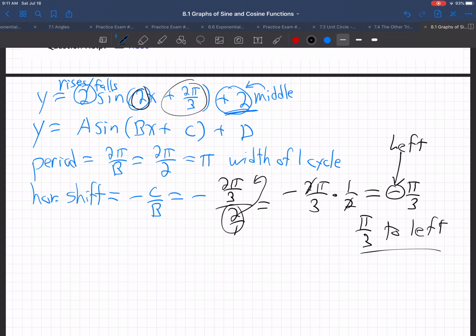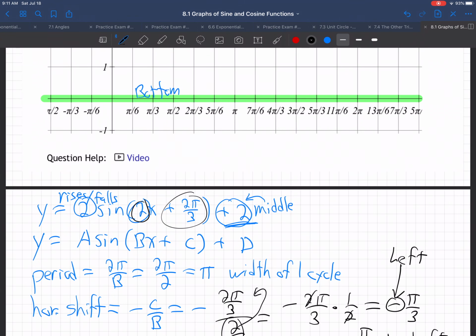Now it's time to talk about what our graph looks like. Remember the various looks of the various graphs. Let me just put them right here. A positive sine graph starts in the middle, goes high first, then low, back to 0. A negative sine graph also starts in the middle but goes low first, then high. A positive cosine graph, now remember, cosine graphs don't start in the middle.